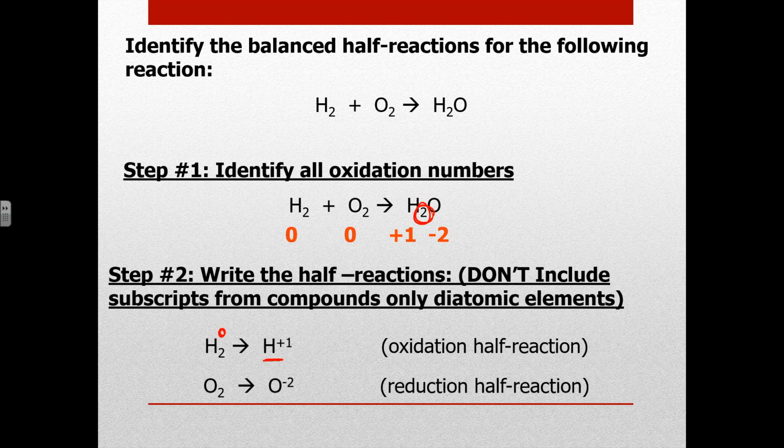The reduction is very similar. I go from 0 to a -2 charge. All right, once you get the oxidation and the reduction, in the reduction the charge goes down, the charge is reduced. That's usually the easier one to identify first. And then the oxidation, the charge goes up.